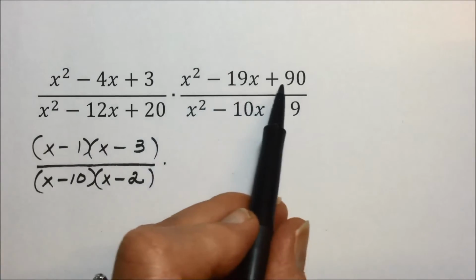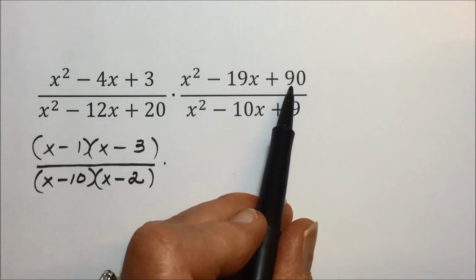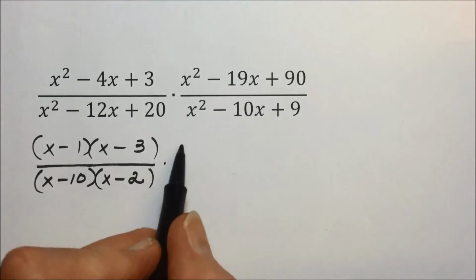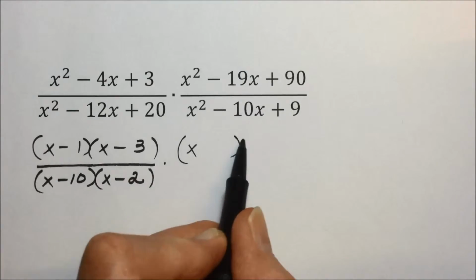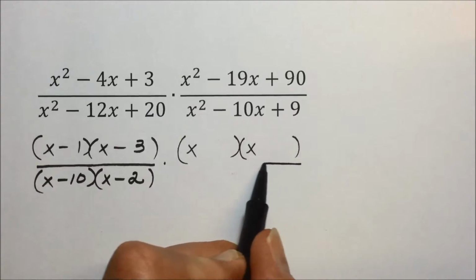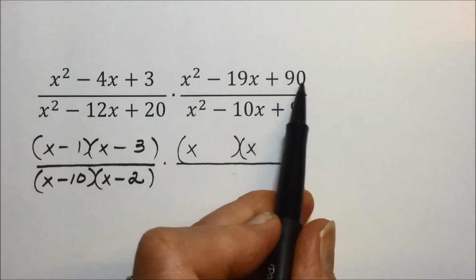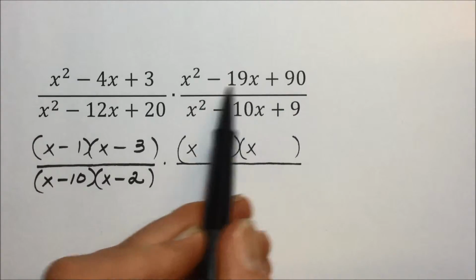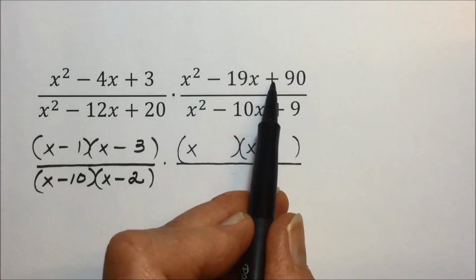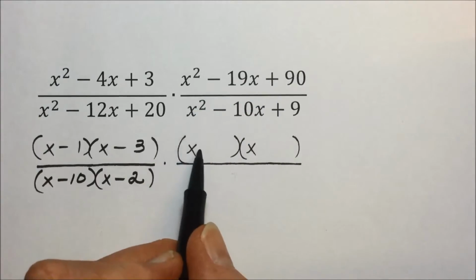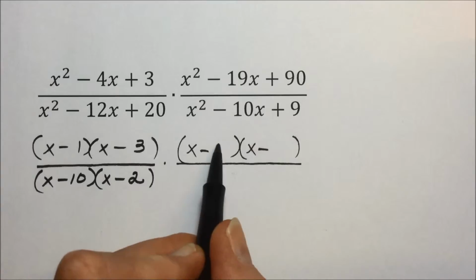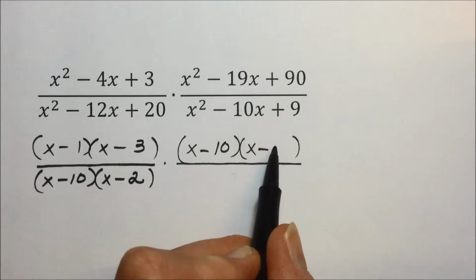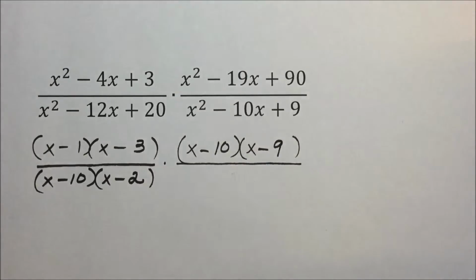Next, the numerator here in our second rational expression would factor into two binomials with the first terms being x. Factors of 90, both of them being the same sign and both being negative, that add up to be negative 19, are negative 10 and negative 9. Do your FOIL method to verify that.